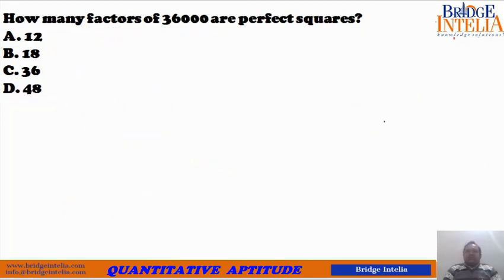Now let's have a look at this one. How many factors of 36,000 are perfect squares? So let's first prime factorize 36,000. We have already seen in the previous example how we can do that.